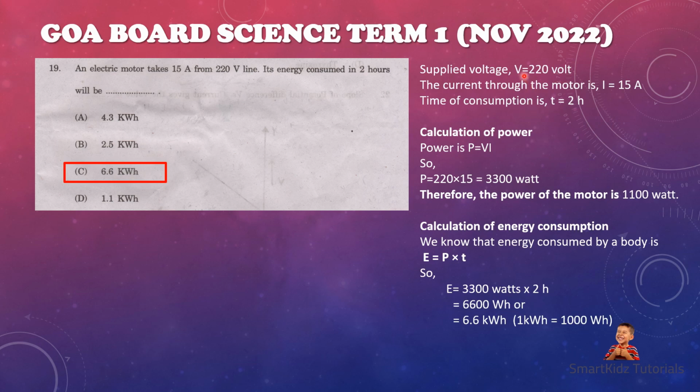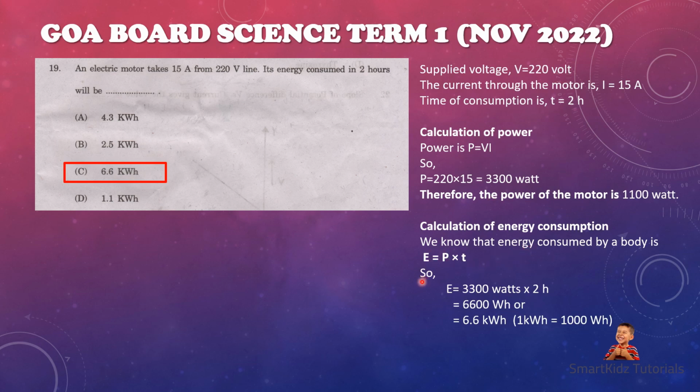So if we are looking at the calculation, first of the power, since we have been given voltage and we have been given current, we can calculate the power, and that is P equal to V into I. That means power equal to potential difference or voltage into current. That comes to 220 into 15, which comes to 3,300 watt. So that is the power. But we need to know the calculation of energy consumption.